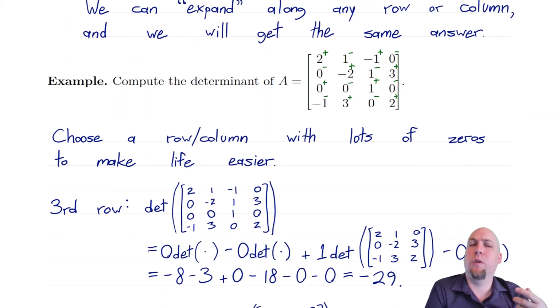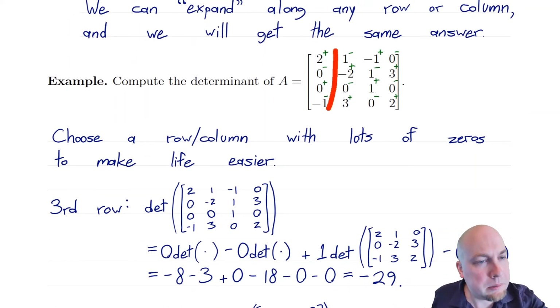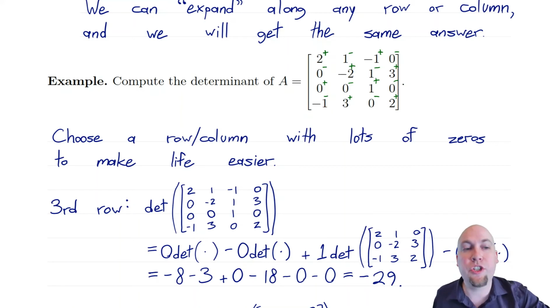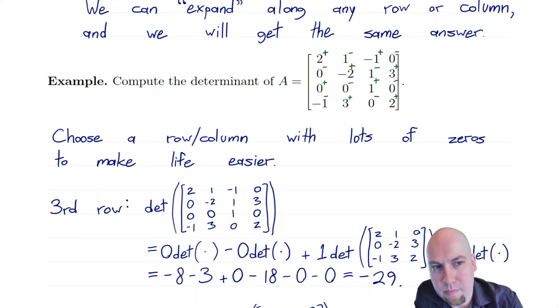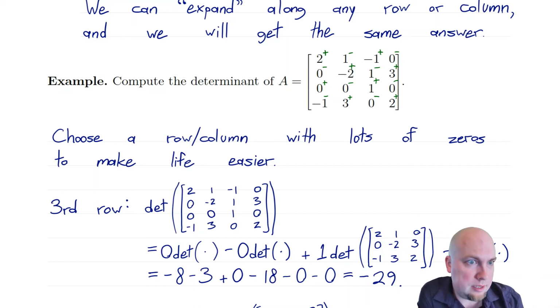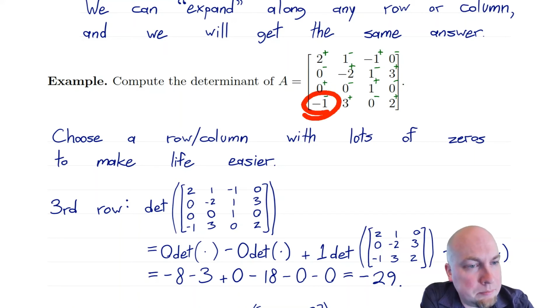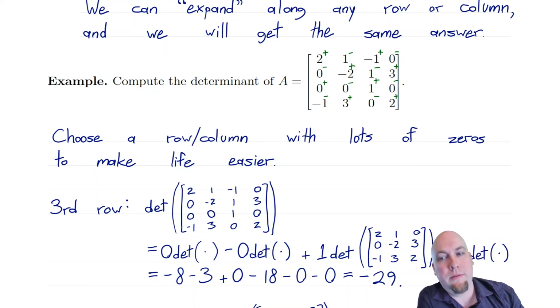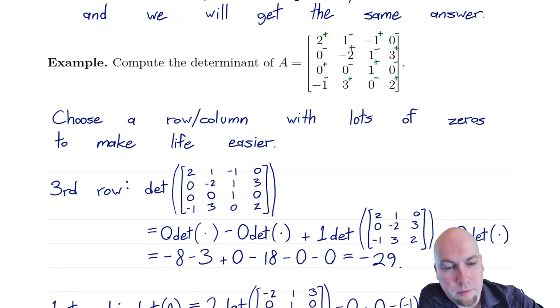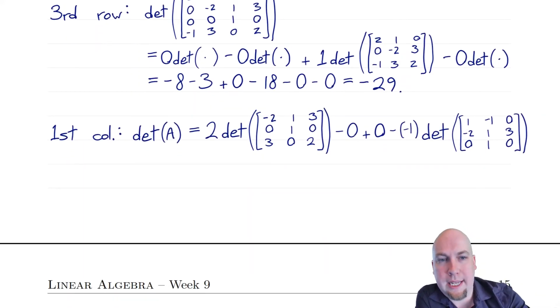So again, I want to pick a row or column with lots of zeros. This time I'm going to pick the first column. It has 2 zeros, so that's going to help us do this computation a little bit more easily. The more zeros there are, the easier the cofactor expansion is to do. And then it's going to be plus 2 times the cofactor for that entry, minus 0 times something, plus 0 times something, and then minus 1 times the cofactor. So let's throw all that in there.